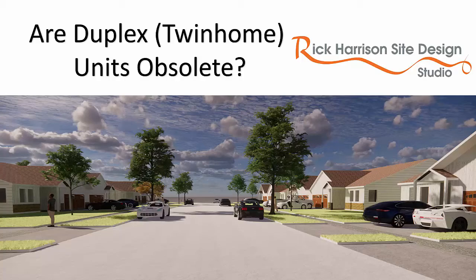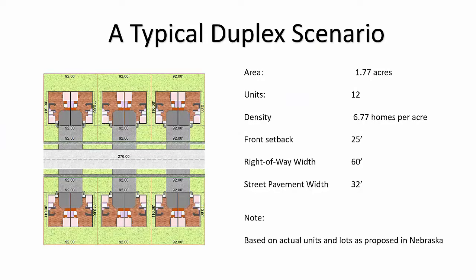Let's explore if the typical duplex scenario is obsolete today. Here we have a 1.77 acre site, very typical 12 units. We use a Midwest duplex, which gives us 6.77 units per acre. This is based on a proposal that we had in Nebraska, and it's not what we laid out, but it would be typically what duplexes would look like laid out.